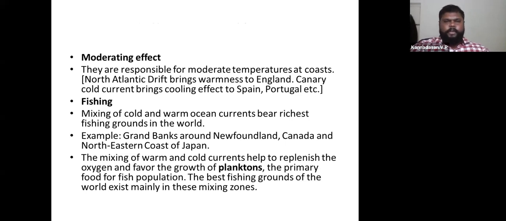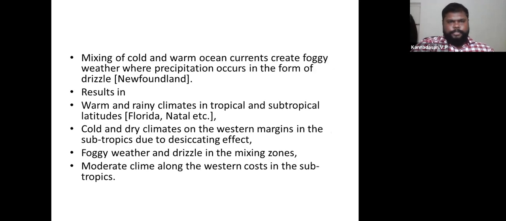Then fishing, as I already said, the richest fishing grounds of the world are where cold and warm ocean currents meet. Example, the Labrador Current and Gulf Stream, and apart from that, Oyashio and Kuroshio off the coast of Japan. When warm and cold ocean currents mix, as I said, upwelling happens. With that, the growth of plankton happens. With the growth of plankton, more fish. With more fish, developed fishing industries. Right? Am I clear?